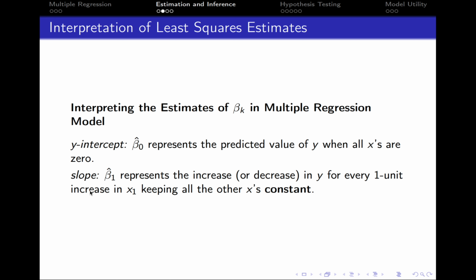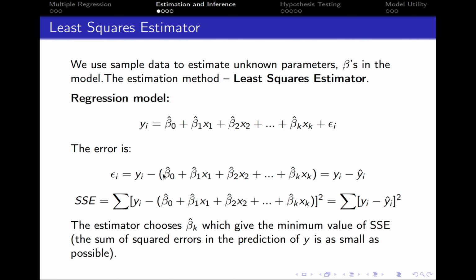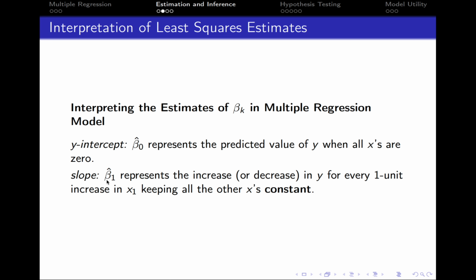As for the slope, for example, beta 1 slope represents the increase, or if it's negative, a decrease in y for every 1 unit increase in x1, keeping all the other x's constant. So when we hold all x's, x2 and all the way to xk, constant, when x1 increases by 1 unit, y will either increase or decrease by beta 1 units.